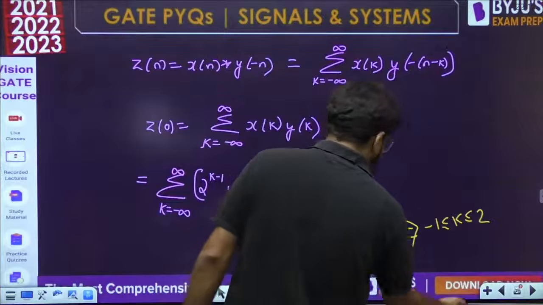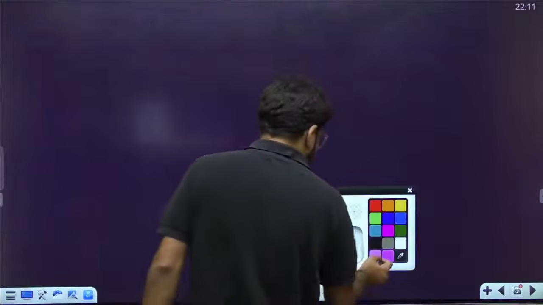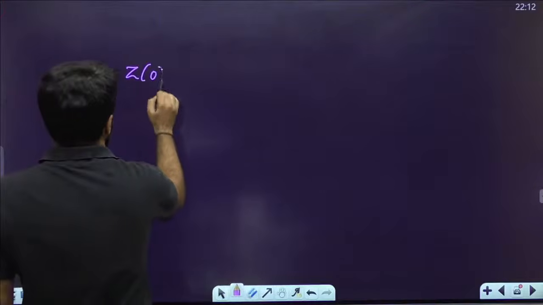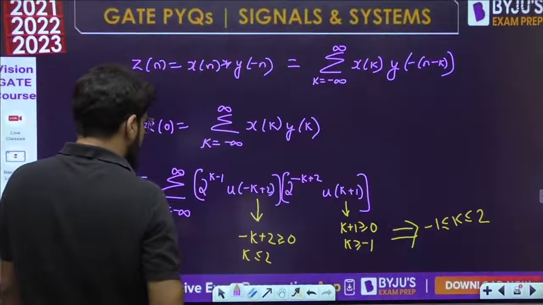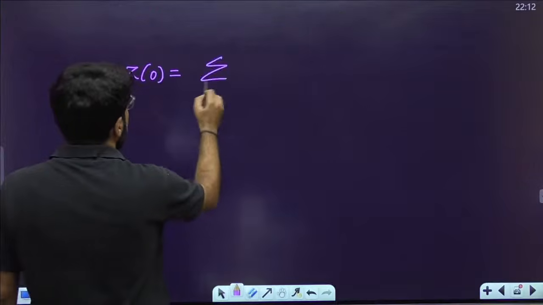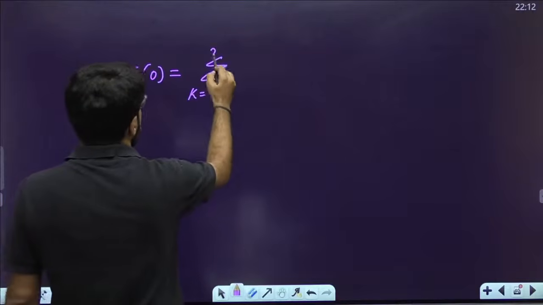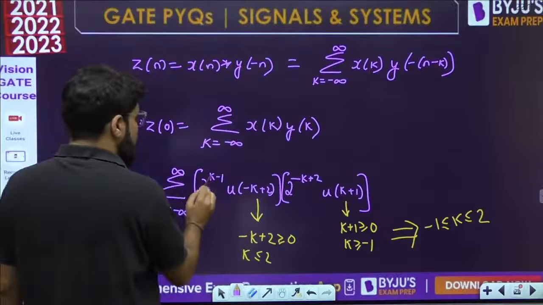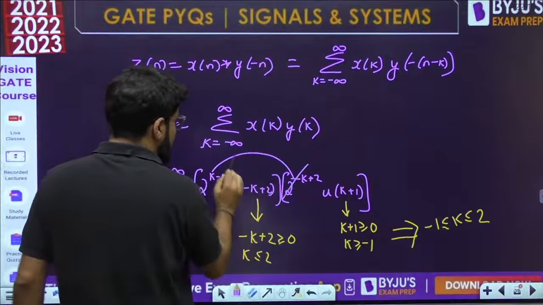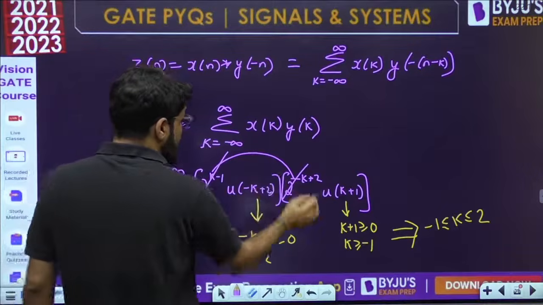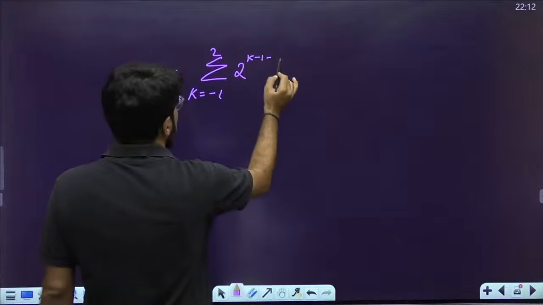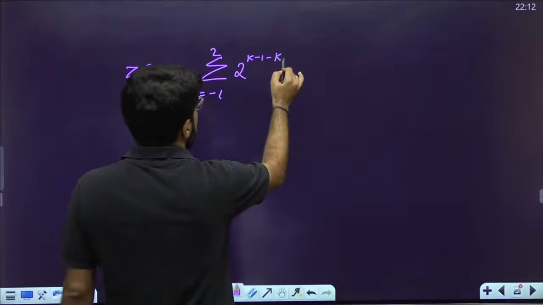So what should be the value for z0? Now z0 is given by the formula, summation. Minus infinity to infinity is removed. It is only going to be summation k equal to minus 1 up to plus 2 of 2 raised to the power k minus 1. 2 power k and 2 power minus k cancel, so only 2 power minus 1 and 2 power plus 2 remain. Let me write it once: 2 power k minus 1, minus k plus 2.